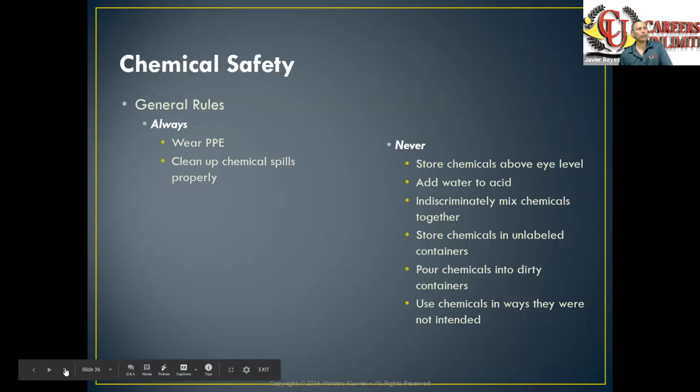Chemical safety. General rules, always wear your PPE. Of course, if you're going to be dealing with chemicals, clean up any chemical spills properly. There are chemical spill kits. All right, so these kits have specific items in there so that you are able to contain, for example, a chemical spilled in the laboratory. You need to know how to react to that.